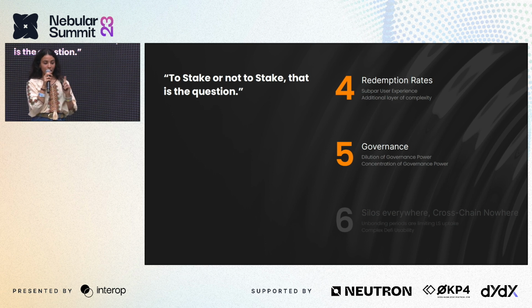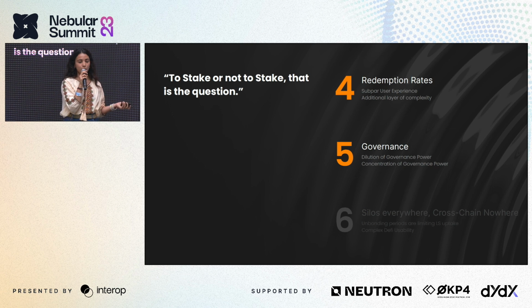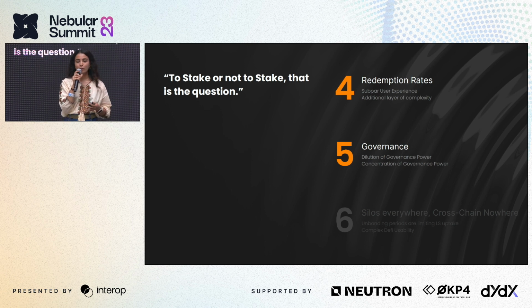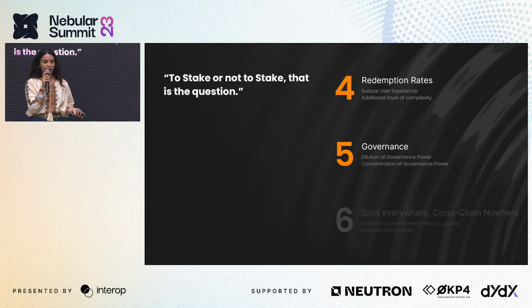Now, a big one: governance. Especially in an ecosystem like Cosmos, the issue today with liquid staking is that if you decide to engage in it, whether you are an individual user or an institution, you need to leave your governance participation rights at the door. And we can understand how that can be very limiting in an ecosystem like Cosmos.